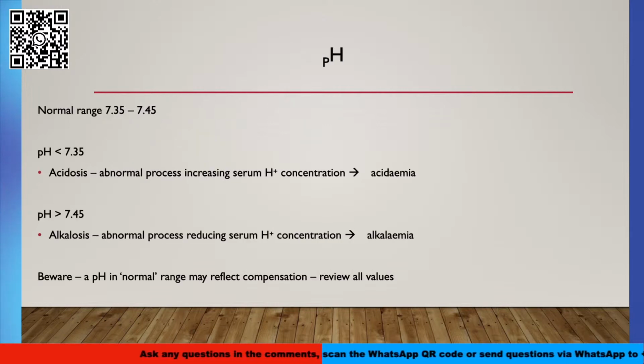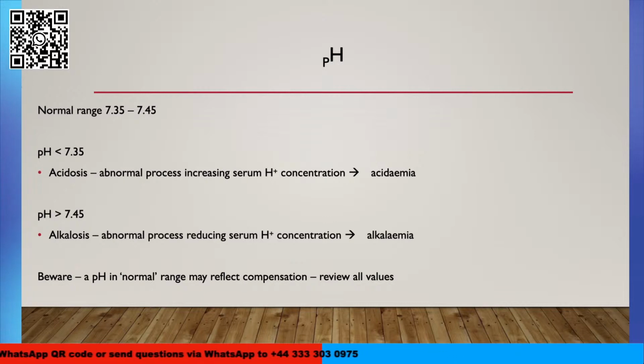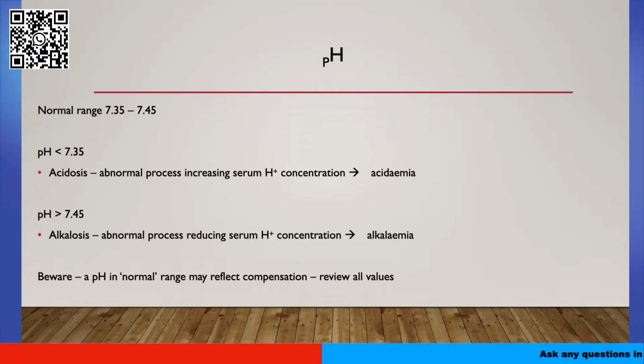Next, you can look at the pH. So as you know, the normal range is 7.35 to 7.45, and a pH of less than 7.35 represents an acidosis, where there is an increased serum hydrogen ion concentration leading to acidemia. And conversely, a pH of greater than 7.45 represents an alkalosis, an abnormal process that reduces the serum hydrogen ion concentration leading to alkalemia.